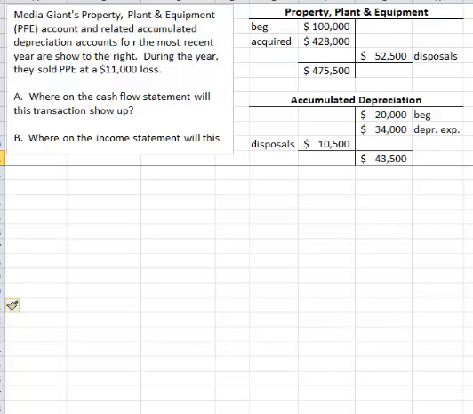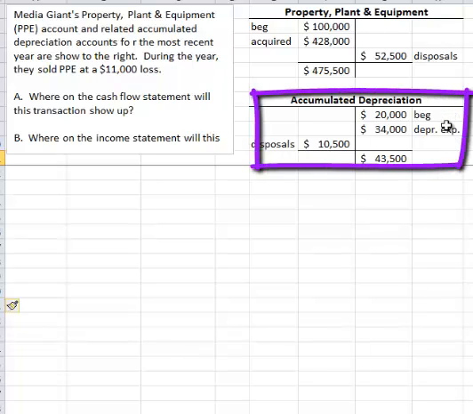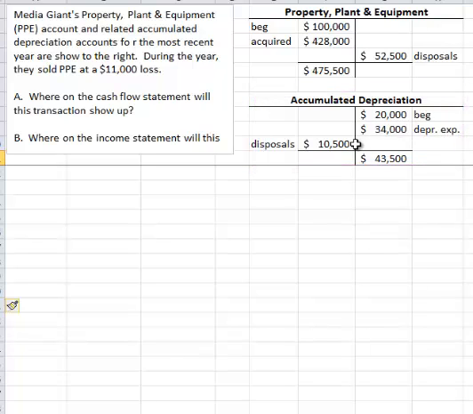The accumulated depreciation account has a beginning balance. It goes up by depreciation, down by any accumulated depreciation for things that you got rid of to give you your new ending balance. So how are we going to analyze this? What do they tell us? The only thing they tell us is what they sold was sold for a loss.